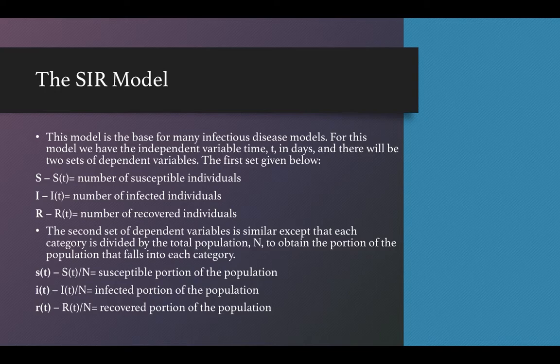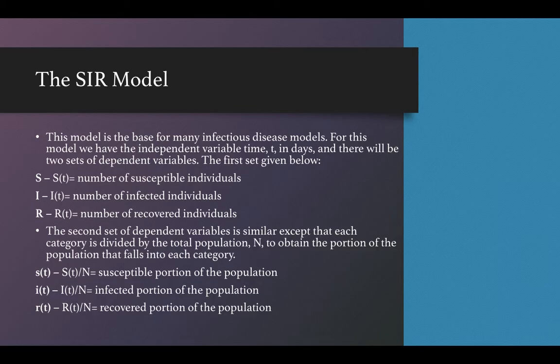With this model, we have an independent variable time t in days, and there will be two sets of dependent variables. The first set given below is just the generic one, and they're all functions with respect to time. So we've got S of t equal to the number of susceptible individuals, I of t is the number of infected individuals, and then R of t is going to be the number of recovered individuals.